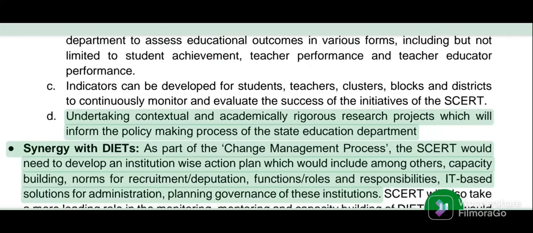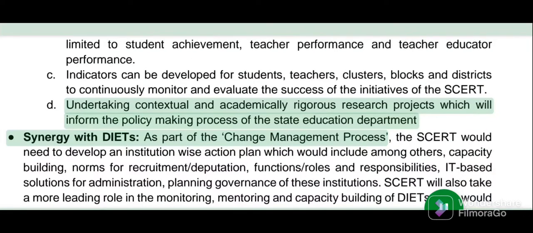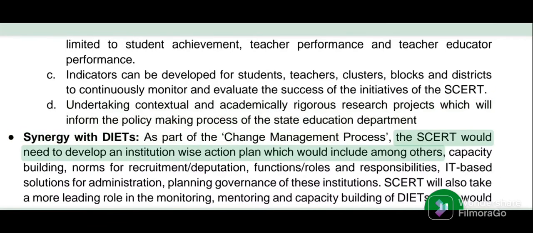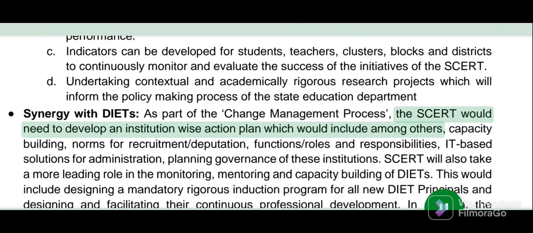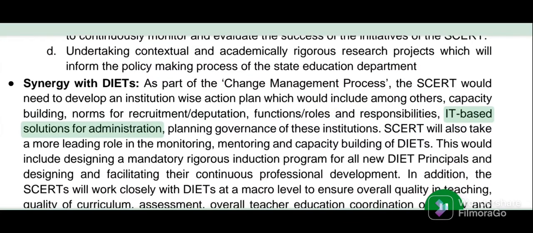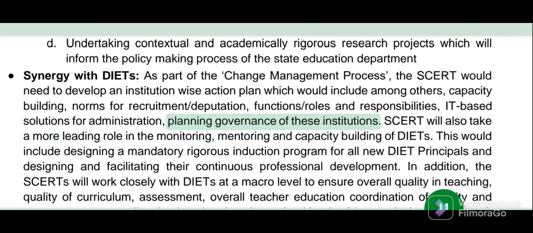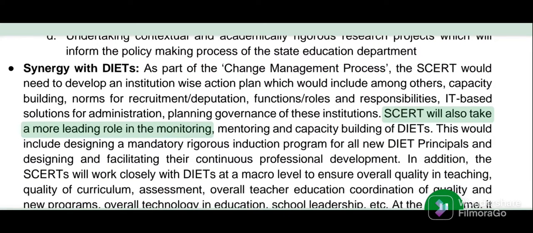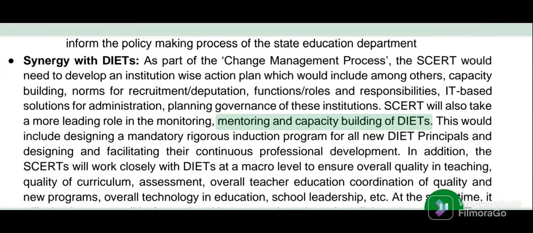D. Undertaking contextual and academically rigorous research projects which will inform the policy-making process of the State Education Department. Synergy with DIETs. As part of the change management process, the SCERT would need to develop an institution-wise action plan which would include, among others, capacity building, norms for recruitment, deputation, functions, roles and responsibilities, IT-based solutions for administration, planning, and governance of these institutions.